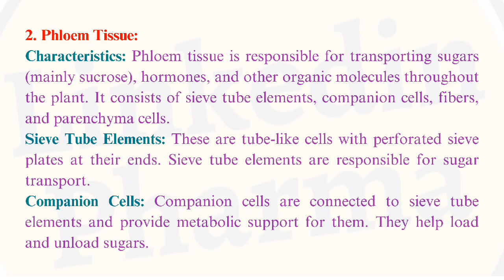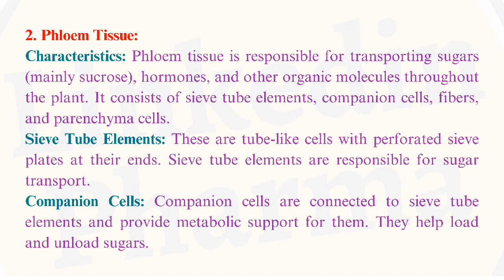2. Phloem tissue. Characteristics. Phloem tissue is responsible for transporting sugars, mainly sucrose, hormones, and other organic molecules throughout the plant. It consists of sieve tube elements, companion cells, fibers, and parenchyma cells. Sieve tube elements. These are tube-like cells with perforated sieve plates at their ends. Sieve tube elements are responsible for sugar transport.